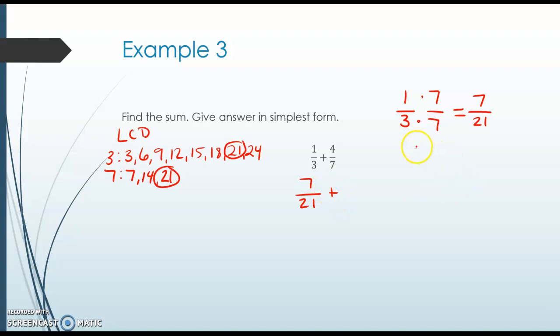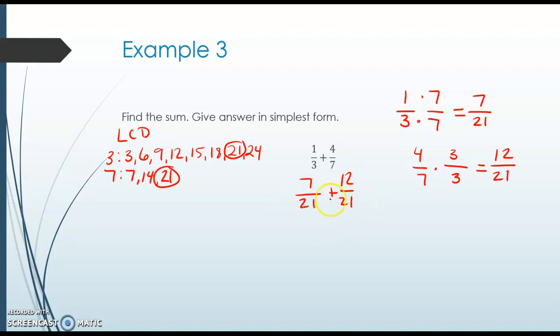And then I'm going to do the same thing for the 4/7. 4/7 times something equals something over 21. And I know that for 7, 21 was 7 times 3. So that something is going to be 3. 4 times 3, 7 times 3. So 4 times 3 is 12. And 7 times 3 is the 21 that we want. So now I have 7 over 21 plus 12 over 21.